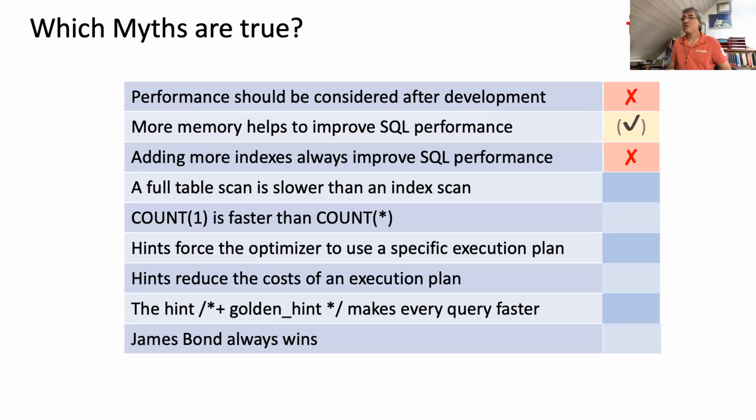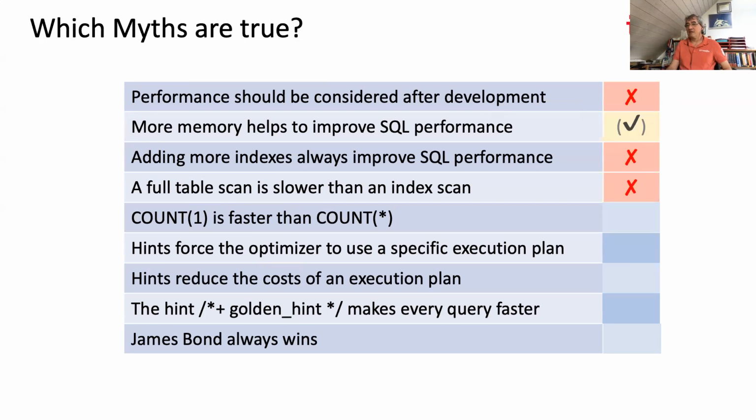So there can be reasons why even with a lot of memory, this doesn't help. Adding more indexes always improves performance. That's not true. It can improve the performance, but the always is definitely wrong. So too many indexes can even slow down the performance, especially the performance of insert, update, and delete statements. Full table scan is slower than an index scan. No, not really, for a high number of rows. So for a weak selectivity, this is not the case.